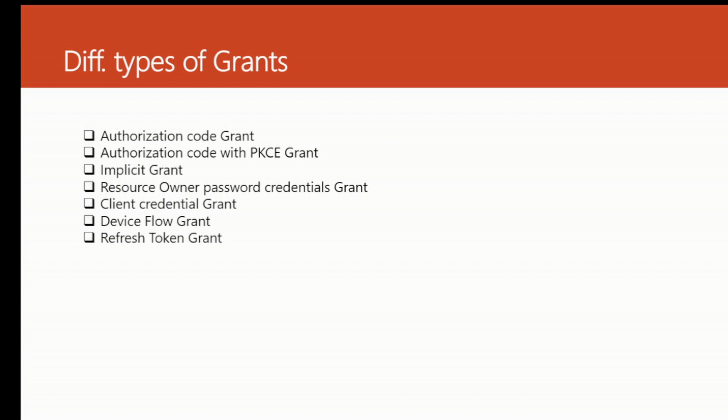Let's go to the next one. These are the different types of grants which we are going to discuss further, but in this session we are just trying to get a definition. You have authorization code grant, authorization code with PKCE grant, implicit grant, resource owner password credential grant, client credential grant, device flow grant, and refresh token grant. We'll understand these grants in a very detailed way in further sessions: the workflow, the use case, why we're using that grant, how we can configure it in PingFederate, and then how we can test.